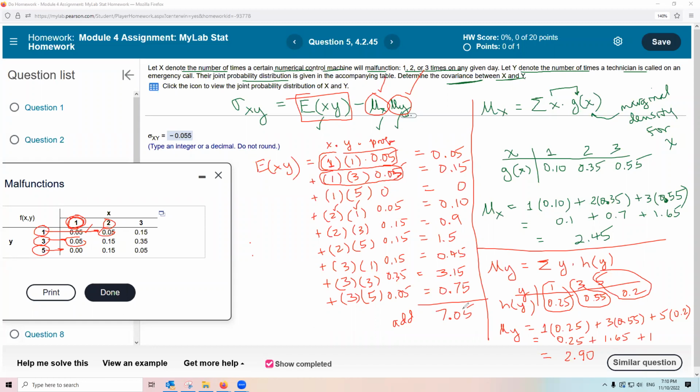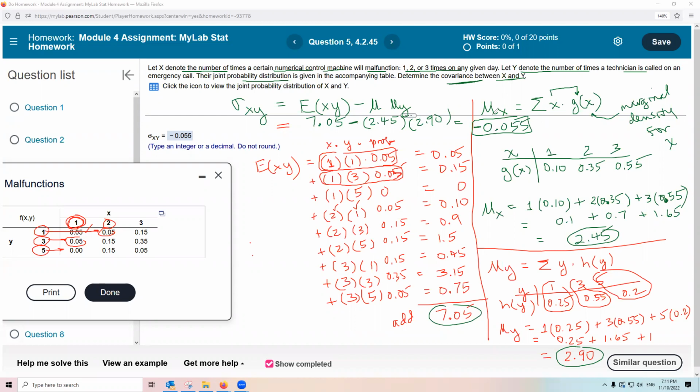All right, now we have the pieces of the puzzle. So let me go back to this original formula and let's plug in. Okay, so we just figured out that E, the expected value of x times y was the 7.05 number. The mean of X was this 2.45 number. And the mean of Y was this 2.90. So I'm just going to work this out on my calculator. If you work this out, the final answer here is negative 0.055.